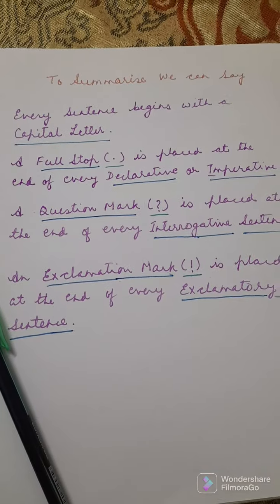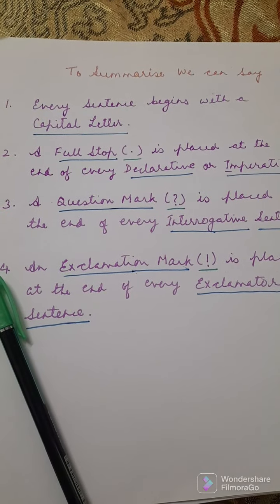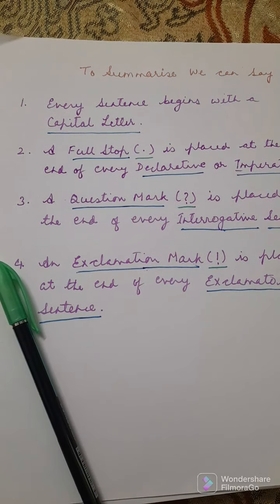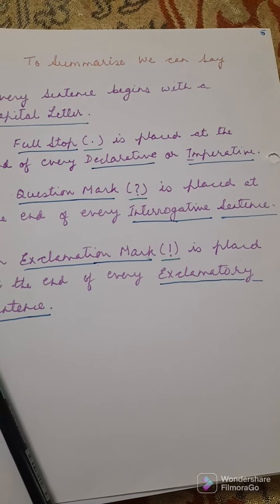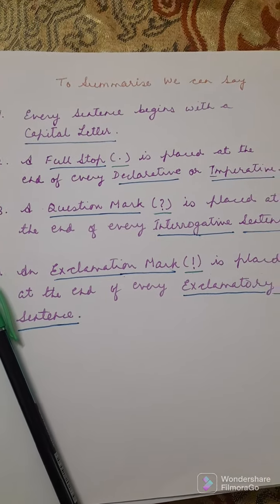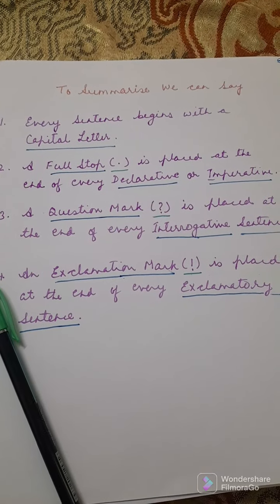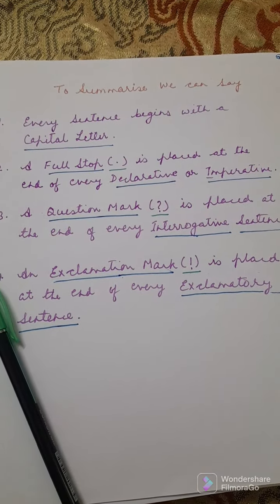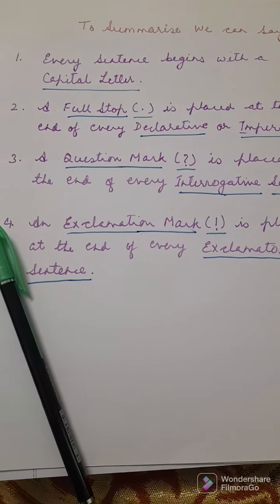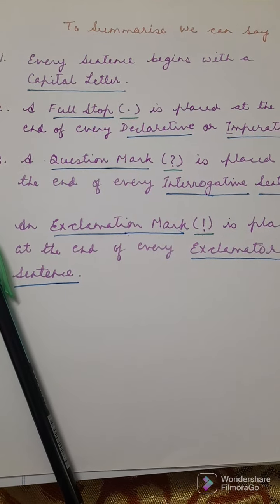Now, quickly to summarize, we can say every sentence begins with a capital letter. A full stop is placed at the end of every declarative or imperative sentence. Declarative, where it is telling a fact, and imperative, where the sentence is for a request, a desire, or a command. Next, a question mark is placed at the end of every interrogative sentence where we are putting a question. Lastly, an exclamation mark is placed at the end of every exclamatory sentence where we are exclaiming.